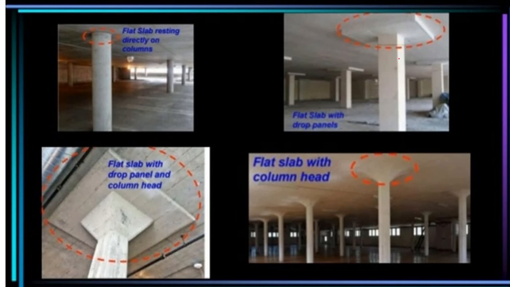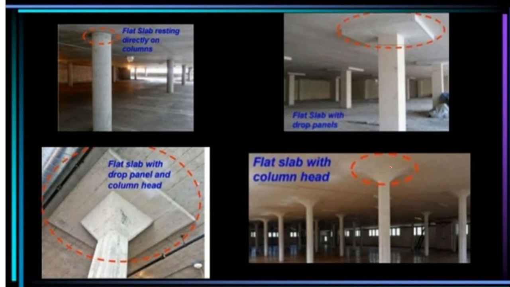And also there is a column which is resting on a column, but there is no column head here. So it is a flat slab with a drop panel but without a column head. And now here if you see, this is a flat slab with the drop. This portion is your drop, and it has a column head which is resting on the column. Another one is your flat slab with column head.